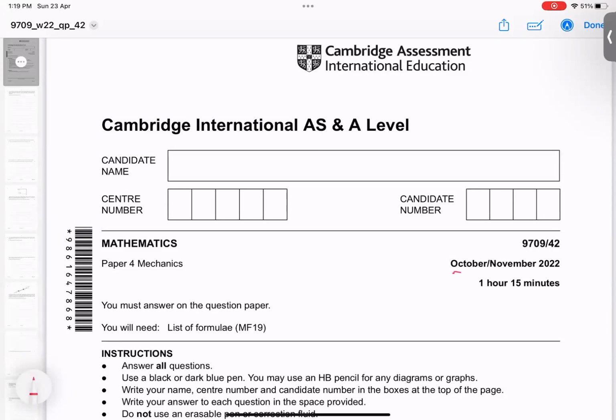October 2022, variant 42, paper 4, mechanics. So let's start.